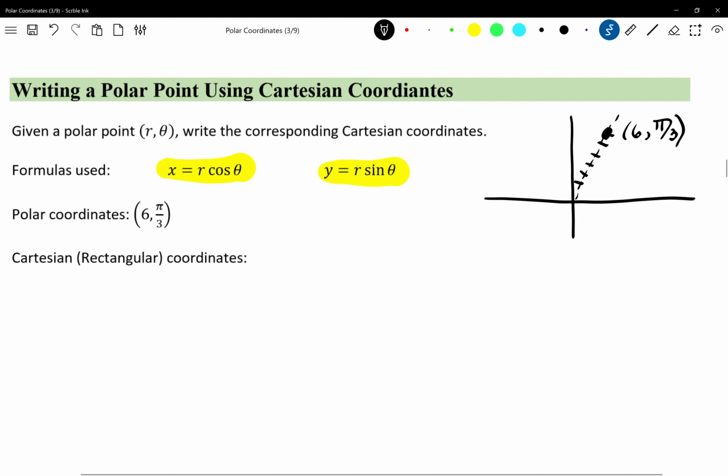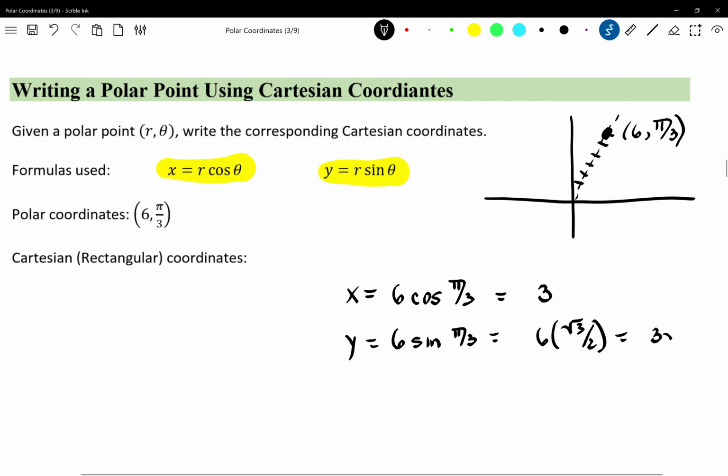So if I want to convert that to the rectangular coordinates of that point, well, I know that x is equal to r, which is 6, times cosine theta, and theta is pi over 3, or 60 degrees. I know that cosine of pi over 3 is a half, so that means x is 3. And y is equal to 6 sine pi over 3. I know sine of pi over 3 is root 3 over 2, which gives 3 root 3. So the Cartesian coordinates of that point are 3 comma 3 root 3.